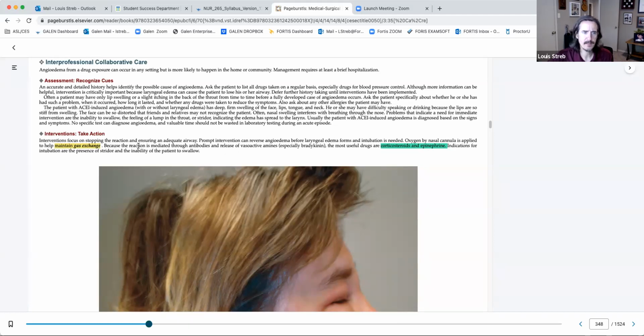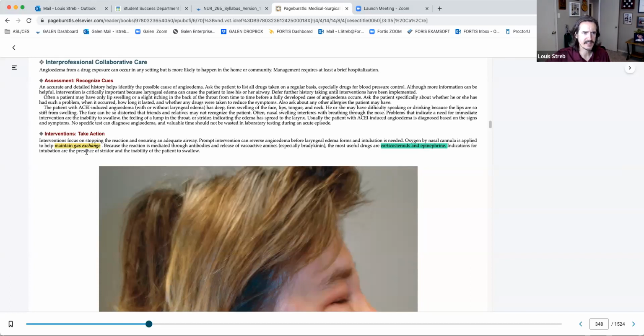Well, first we have to understand that the reaction is mediated through antibodies, and there is a vasoactive amine, think histamine, especially bradykinin. The most useful drugs are corticosteroids or epinephrine, because what do they do? They cause a decrease in inflammation. They cause a reversal of the inflammatory response. If we're going to maintain gas exchange with laryngeal edema, we're trying to reduce that edema so we can have a clear airway.